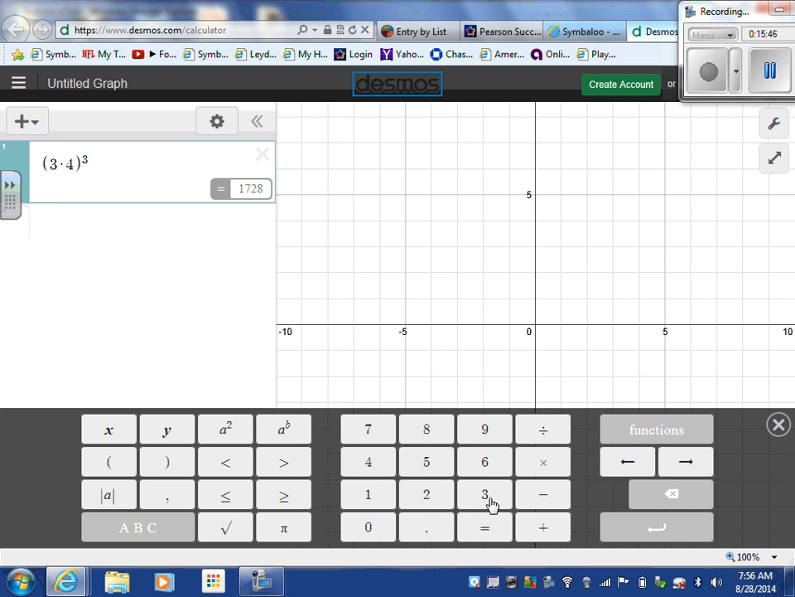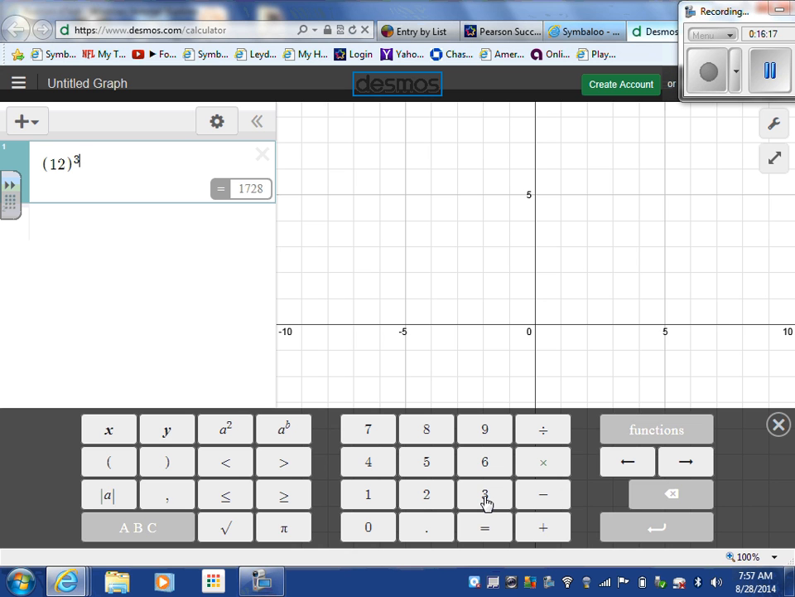Okay, so what do I do here? Inside the parentheses, I have to do 3 times 4, which is, survey says, 12, right? And then I have 12 to the third power. So let me rewrite this here so you can actually see what I'm doing. All right, so I'm going to take parentheses 12, and then I'm going to go over here and do AB to the third power.